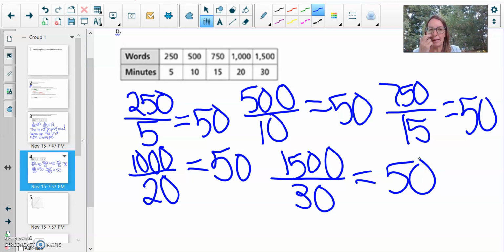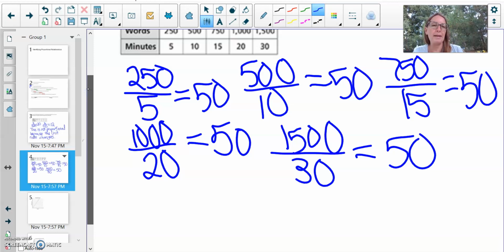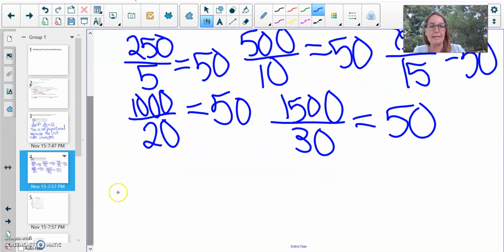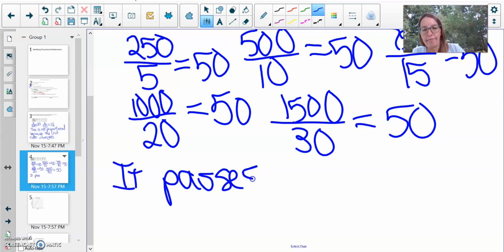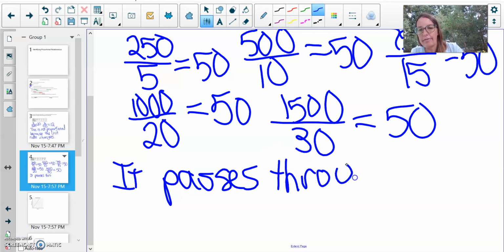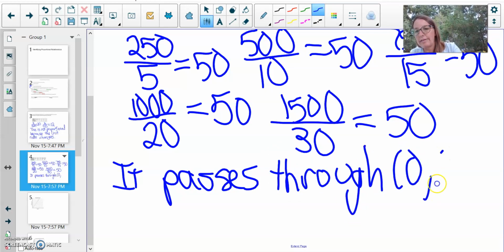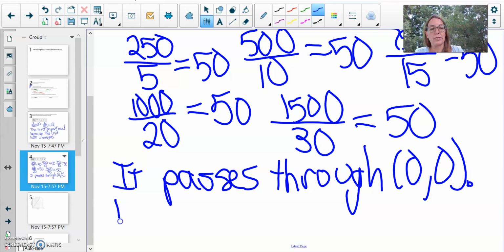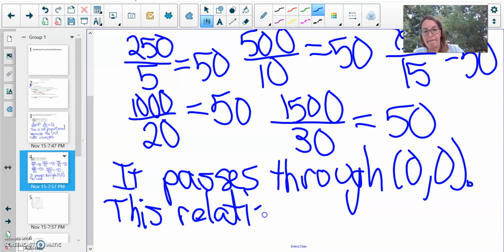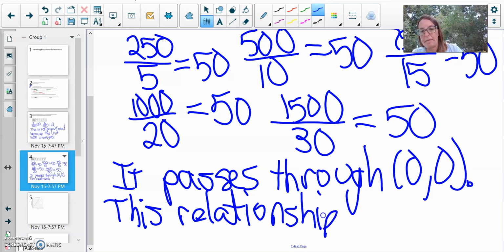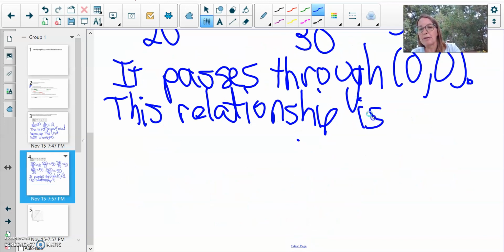So my unit rate is always 50 words per minute. So my unit rate does not change. In this context, if I have to, I'm assuming, type 0 words, it would take me 0 minutes. So it would also pass through the origin. So a constant unit rate and going through the origin means that this is proportional. So this relationship is proportional.